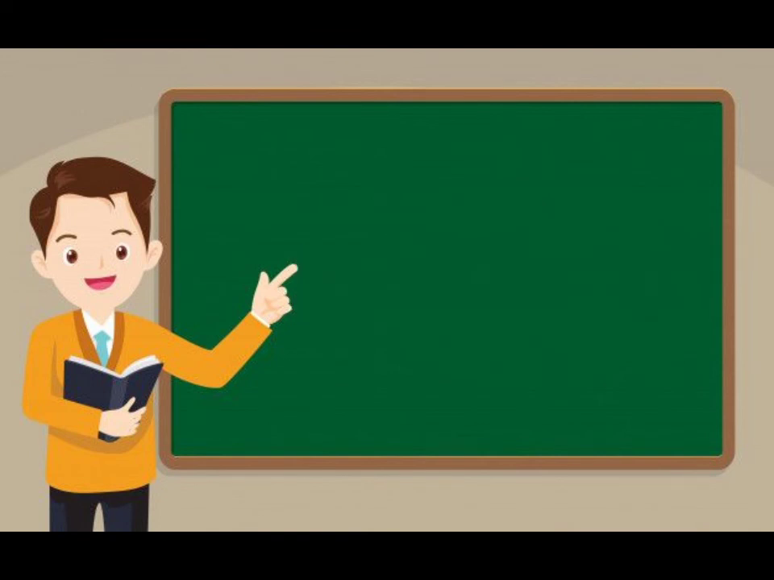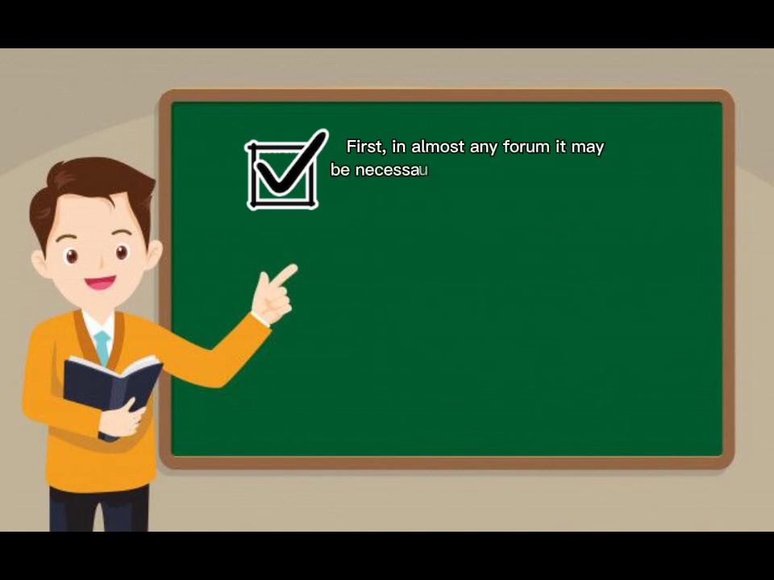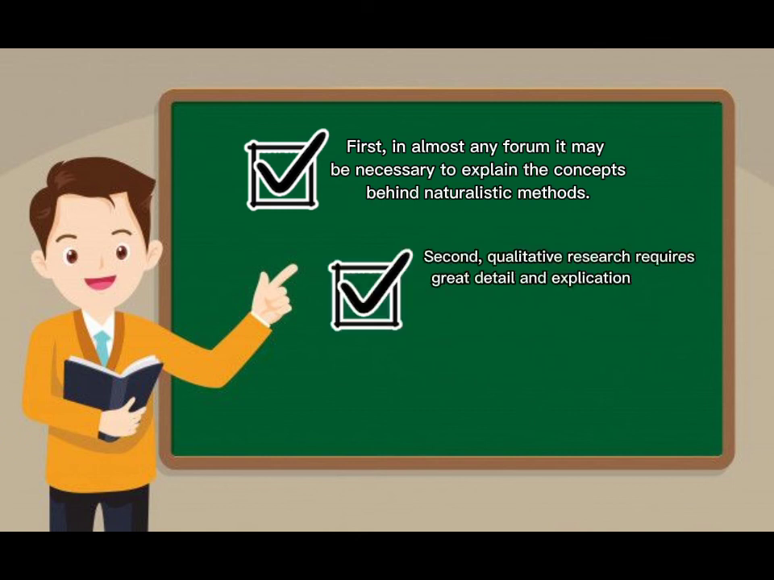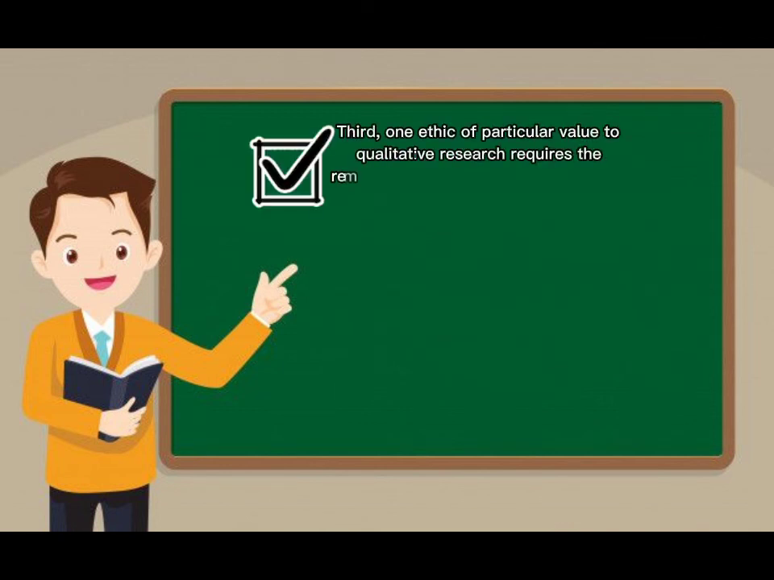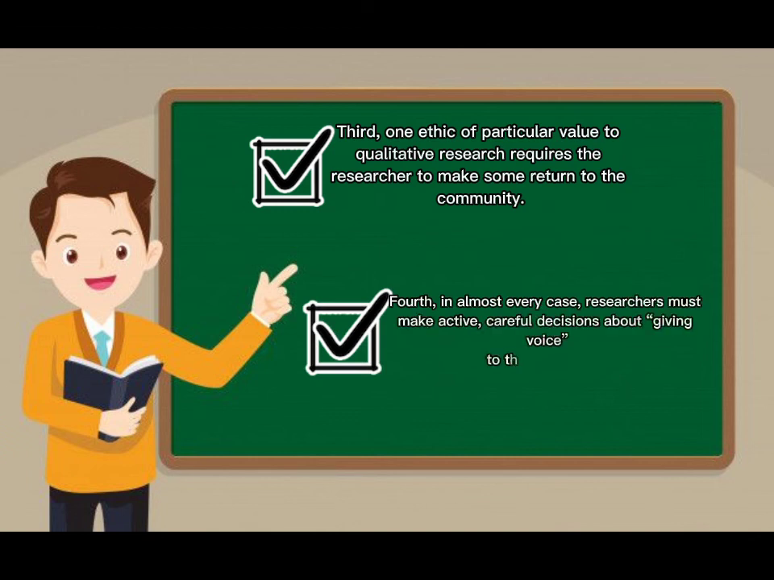There are 5 points specific to the presentation of qualitative research findings that bear mention. First, in almost any forum it may be necessary to explain the concepts behind naturalistic methods. Second, qualitative research requires great detail and explication of both data gathering and data analysis, as does sound quantitative research. Third, one ethic of particular value to qualitative research requires the researcher to make some return to the community. Fourth, in almost every case, researchers must make active, careful decisions about giving voice to the participants.